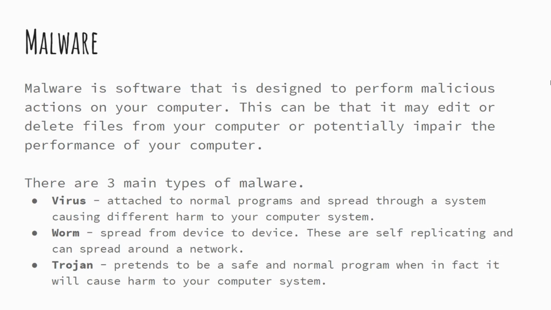And then a worm's slightly different. A worm is something that will actually affect a network of computers, where it will spread from one device to another by self-replicating. So a virus and a Trojan tend to be more focused on the individual computer themselves, whereas a worm is more of an attack over the course of a network.